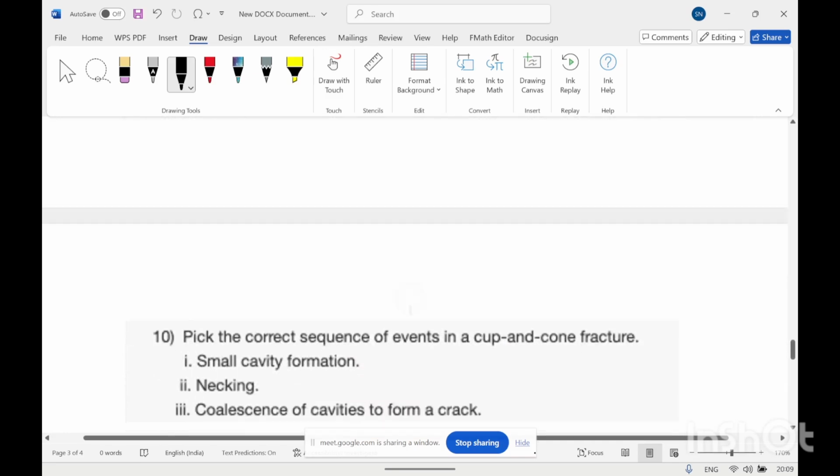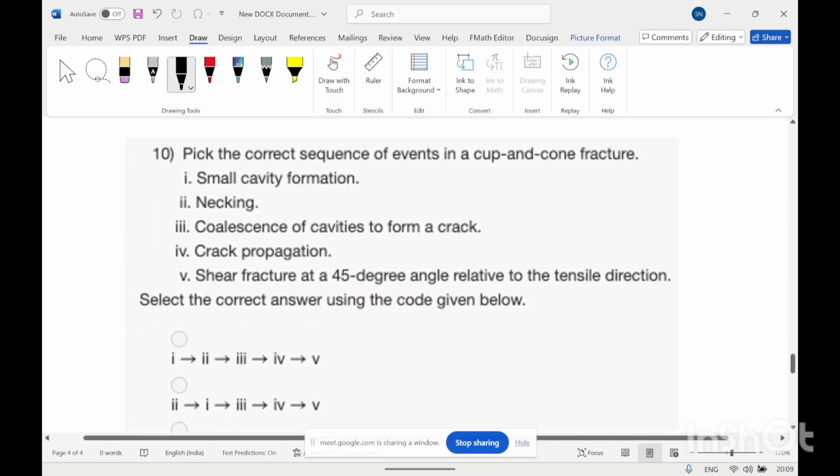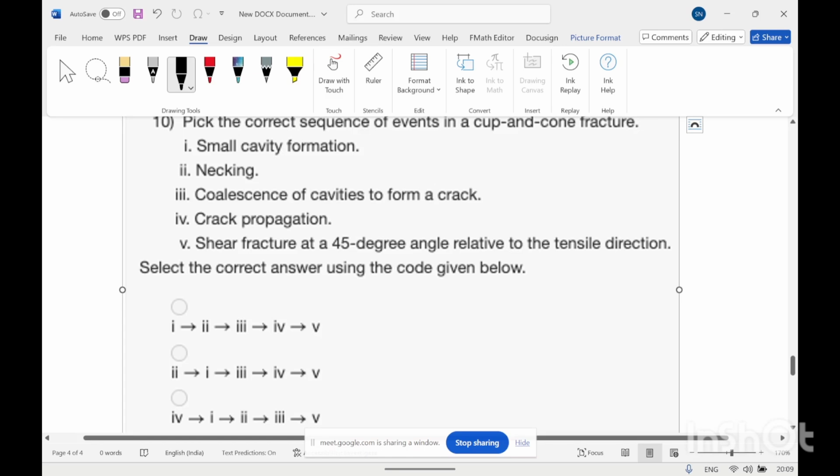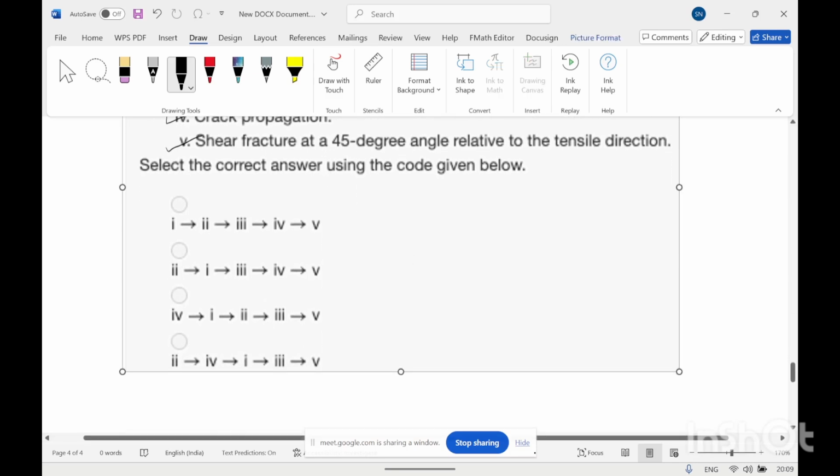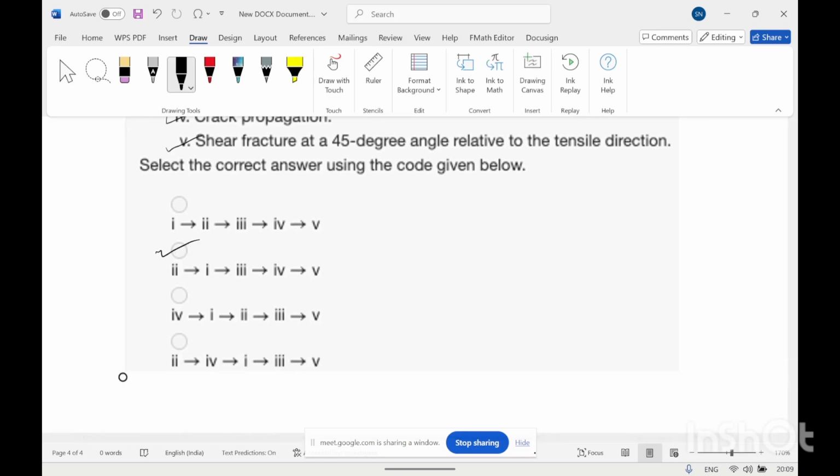In the last question it is asked, pick the correct sequence of events in a cup and cone fracture. So first in this sequence, necking happens that leads to small cavity formation, then coalescence of cavities to form a crack, then crack propagation and shear fracture at a 45-degree angle relative to the tensile direction. So the correct option will follow the B option, is the B.